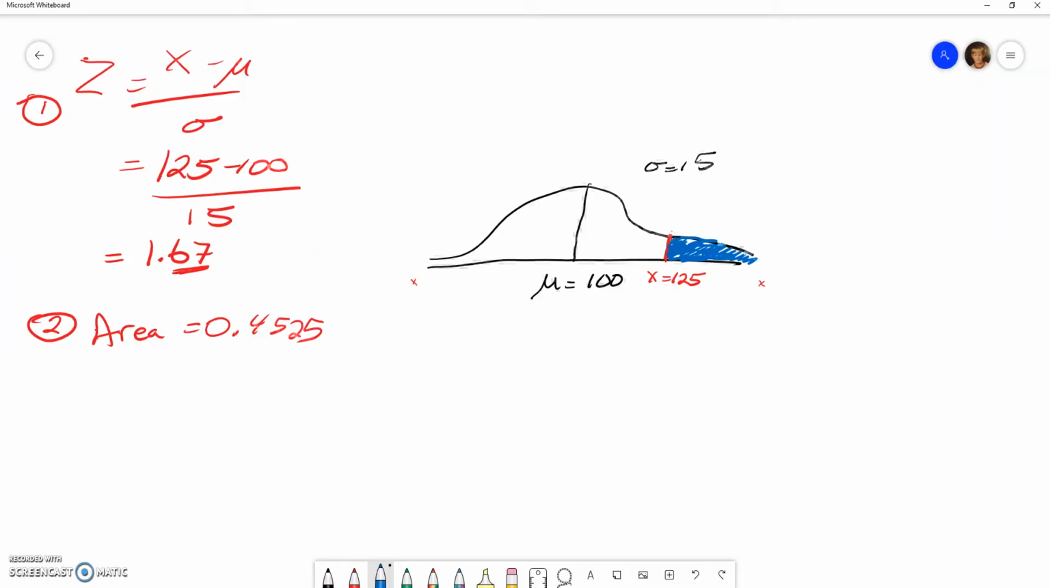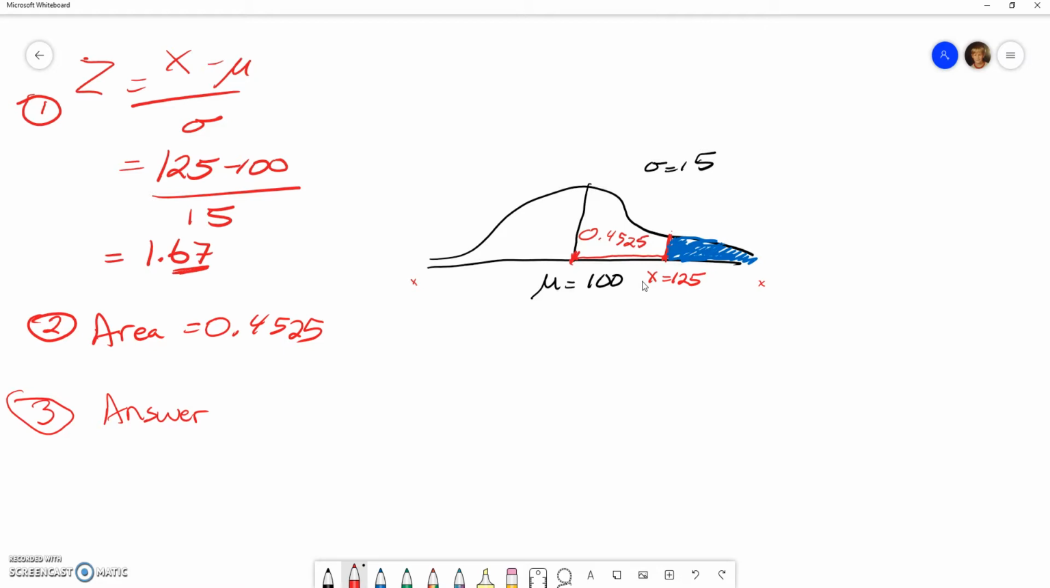So that's what we can draw here. 0.4525 is this interior section, always from the middle outwards. So it is this area here, 0.4525. We don't want to know that middle area. We want to know the final answer, which corresponds to the section that we have shaded in.